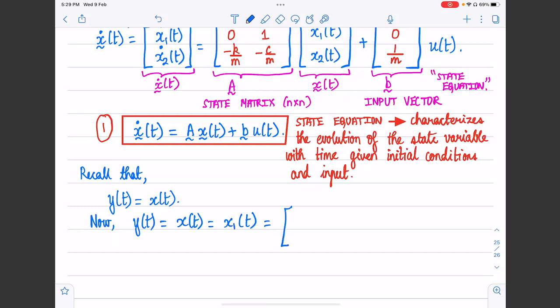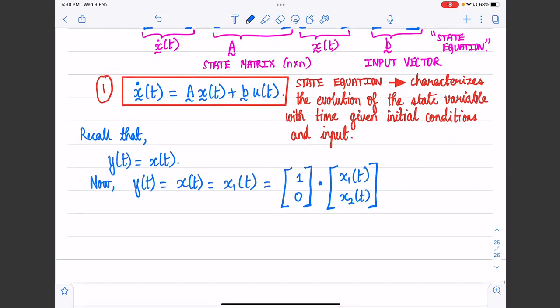Now, please look at what I am doing. In order to get x1, I am going to take the dot product, or the so-called scalar product, of the state vector with the column vector 1 and 0. If I do this, I'm sure all of us agree that we get the state variable x1. So you can immediately observe that we get the output to be x1. This is what is called the output equation. The output equation in general relates the output to the state variables and the inputs.